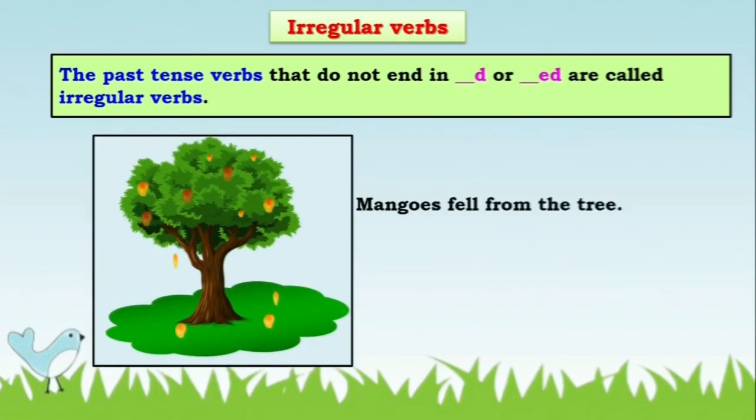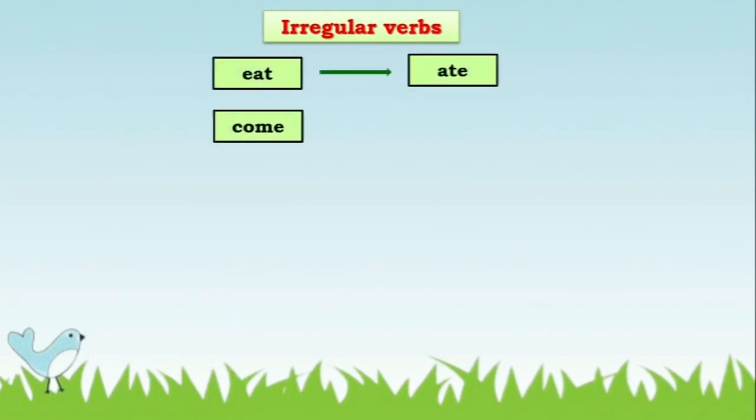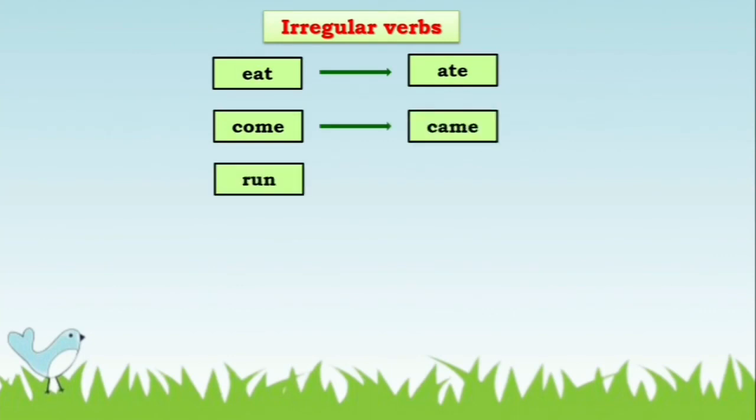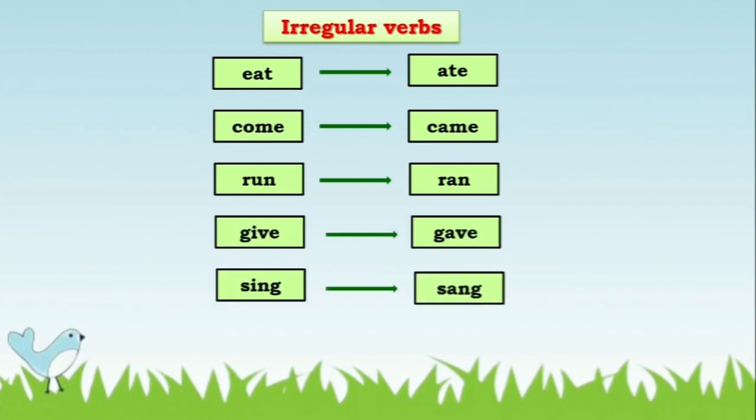Irregular verbs. The past tense verbs that do not end in d or ed are called irregular verbs. For example, mangoes fell from the tree. Here the verb is fell, and the base form or the original form of the verb fell is fall. Fall, fell. Let us see some more examples of irregular verbs. Eat, ate. Come, came. Run, ran. Give, gave. Sing, sang. Teach, taught.